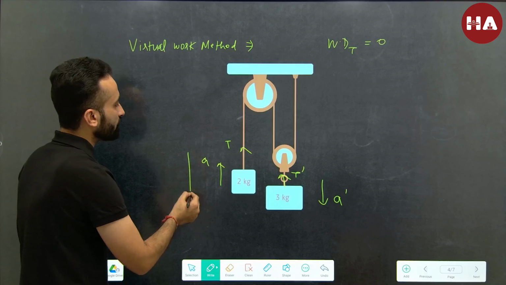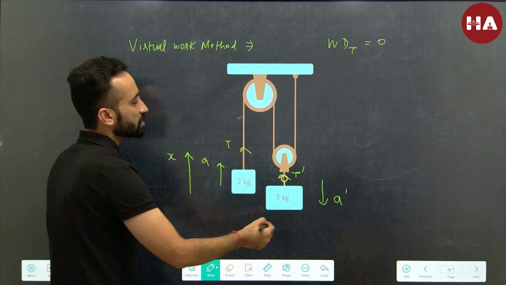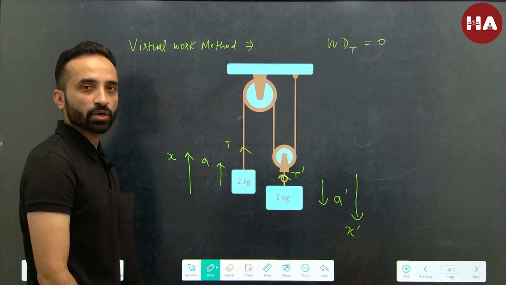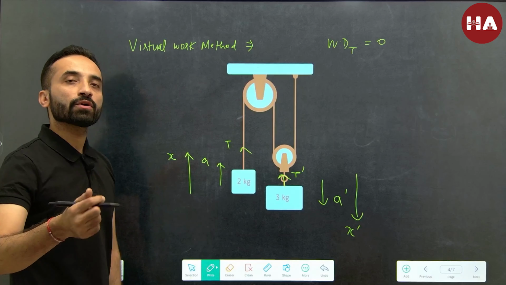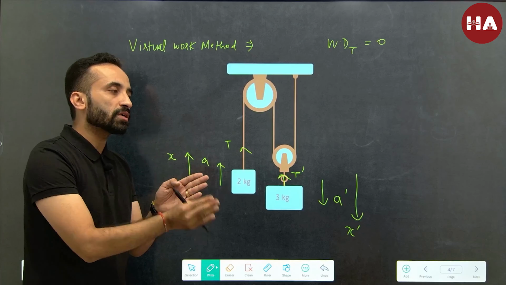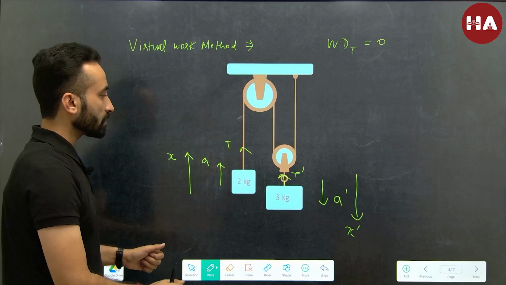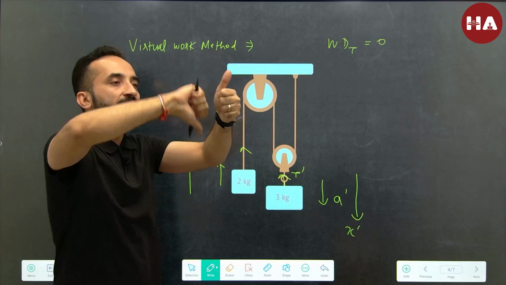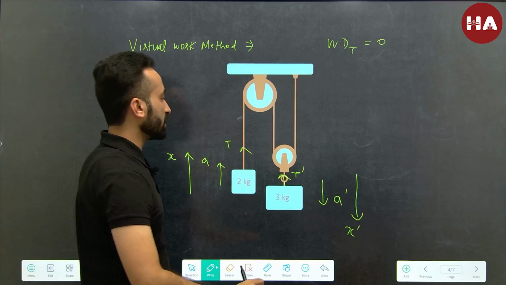So can we say that, let's say this displaces by x upwards and this is displaced by x dash downwards, then if you know the definition of work done, that is force times displacement times cos theta, it is positive if force and displacement are in the same direction, and it is negative if force and displacement are in opposite directions.